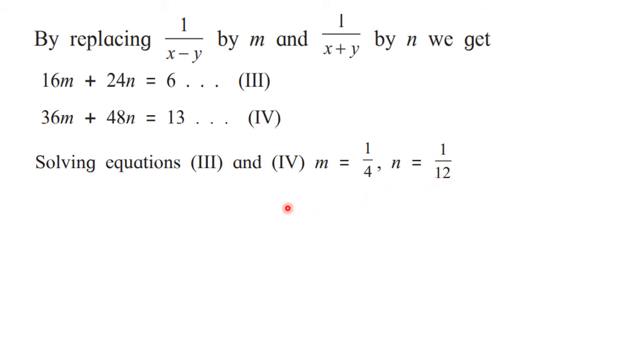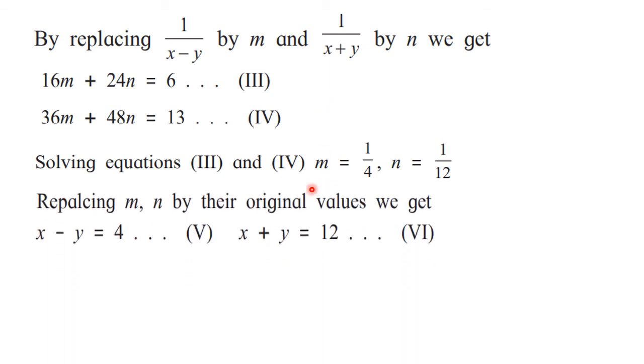Okay. Please take a note that you cannot write directly solving equations. You need to solve. You need to show those steps there. So m is 1 upon 4 and n is 1 upon 12. But see the original values now here. In original equation, we have x and y. So we need to again resubstitute.